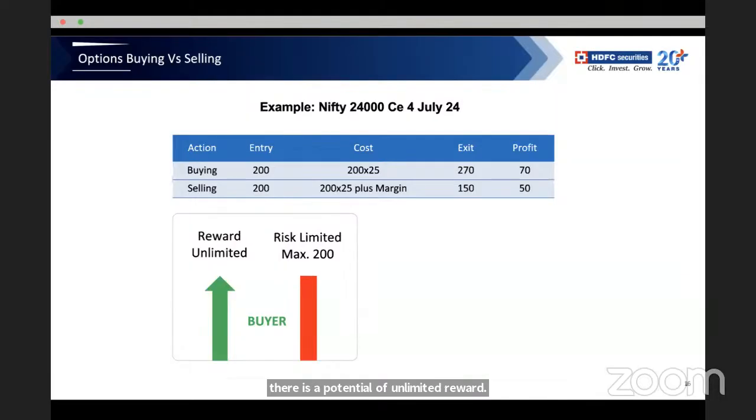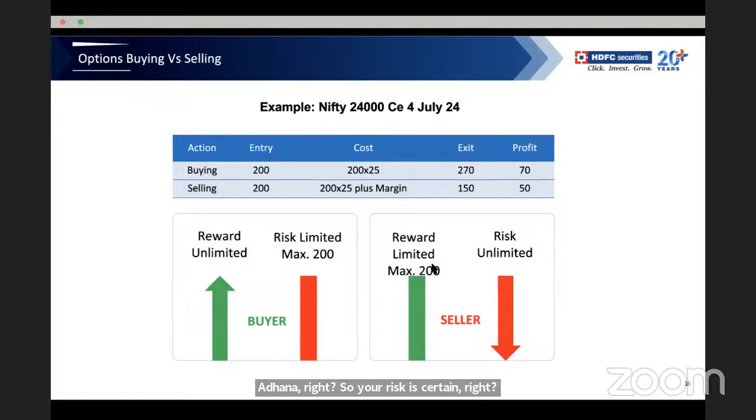But suppose your view goes wrong and the market starts to fall down. What is the maximum amount that you can lose over here? The maximum amount that you have paid, right? You have only paid 200 points, 200 into 25. Let's imagine just 200. So at max, you can only lose 200 points, right? It is not going to go below zero. So your risk over here is limited. At all times, you will know that at most 200 points is what I can lose in this, not more than that, right? So your risk is certain. Now let's look at the selling side.